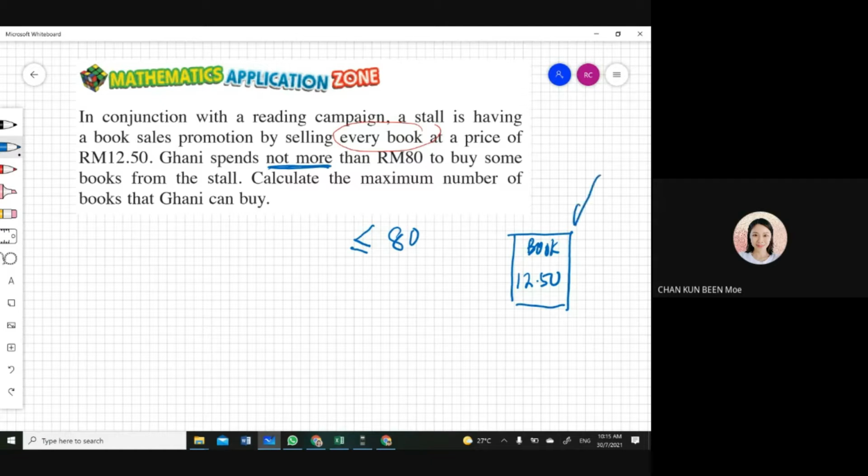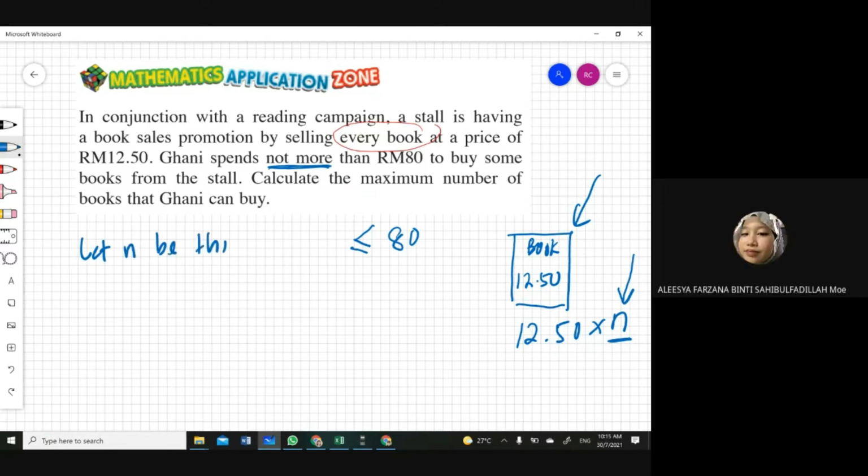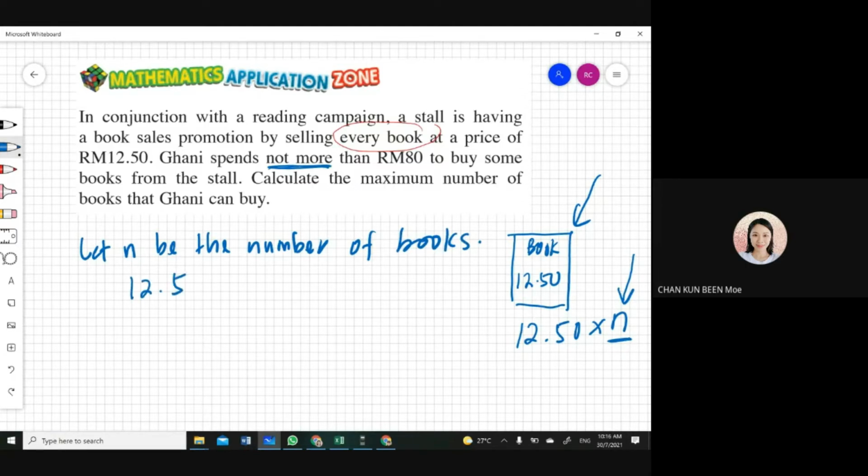So this 1250 over here is for one book. If I want to buy two books, you have to use 1250 multiplied by the number of books. So I assume the number of books, I let it be N. I make an assumption. So I'm going to start the working over here. We start with the assumption: let N be the number of books. So the inequality that we can form is 1250. We don't have to write the zero, you can just write down 12.5 N is less than or equal to 80.